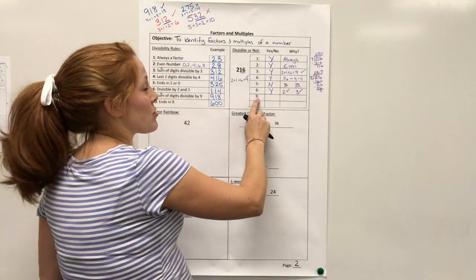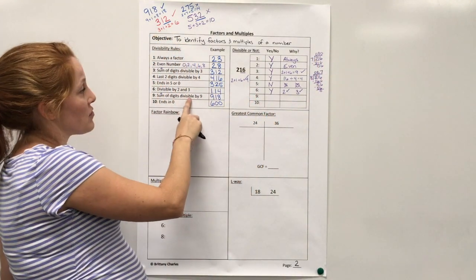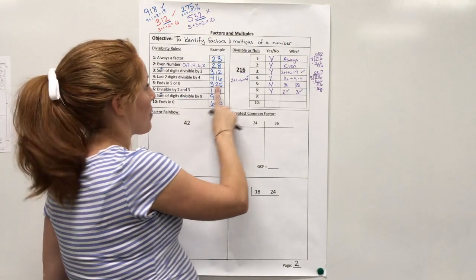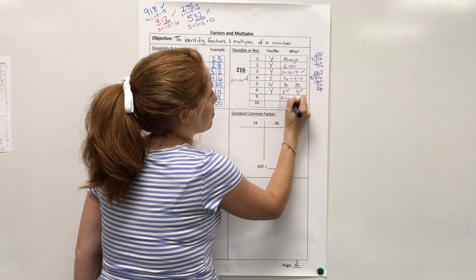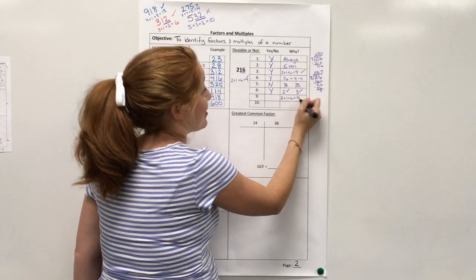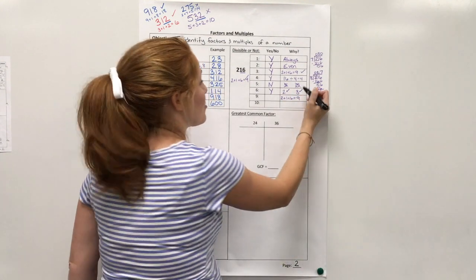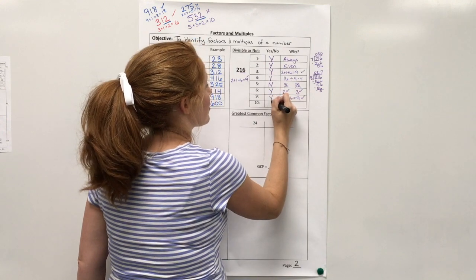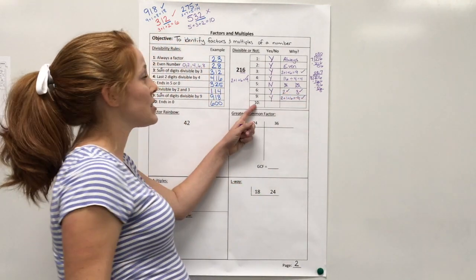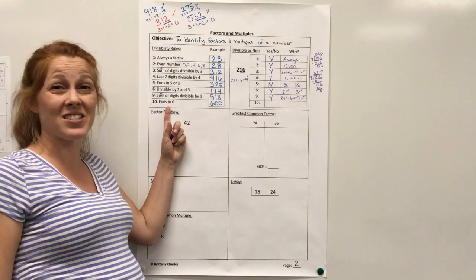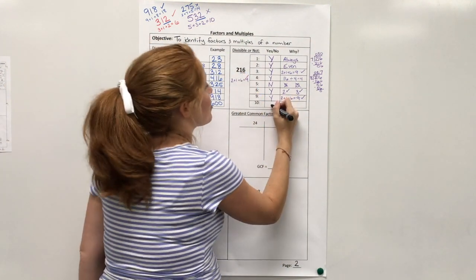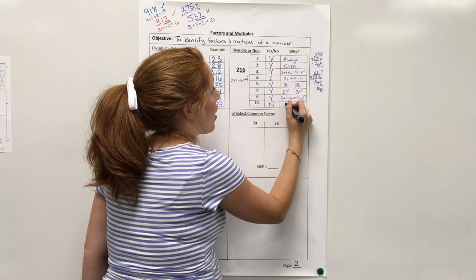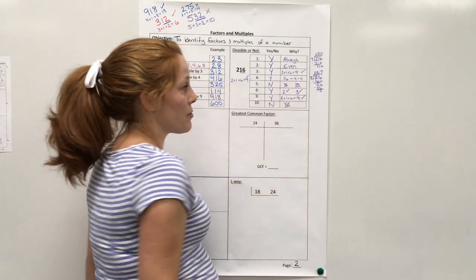Okay, back to the rules. We look at 9. The sum of the digits is divisible by 9. Well, I've already added the digits right here. 2 plus 1 plus 6 equals 9. 9 is divisible by 9, so that works. So this is a yes. And last but not least, we have 10. The rule says it has to end in a 0. I look at my number. It does not end in a 0, so this is a no. And why? Because it does not end in 0.